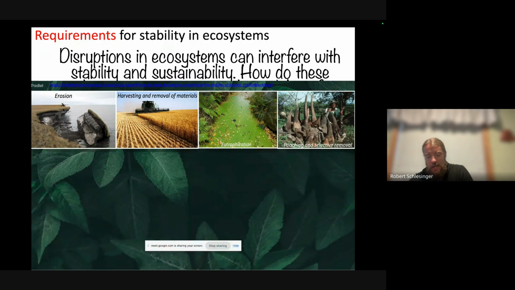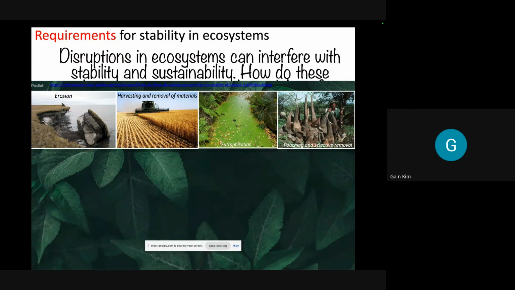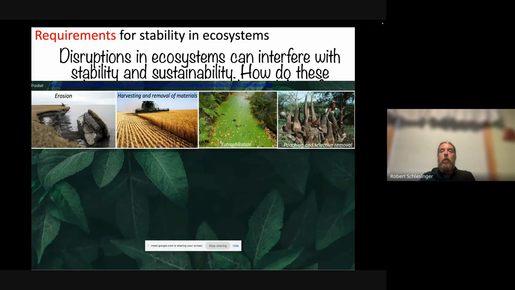We were just talking about some things that affect the stability of ecosystems. And again, this is a little redundant. We learned about this in A4, but there are some really specific things that typically humans are responsible for that interfere with stability and that can cause a tipping point. Do you know what eutrophication is? No. Okay.